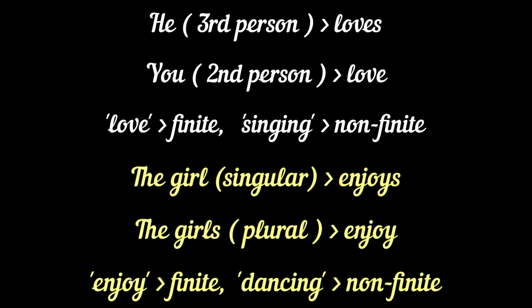In the second set of examples, as the subject of the sentence girl becomes plural, girls, in the second sentence, the first verb enjoys becomes enjoy. So here the first verb enjoys is undergoing a change from the fifth form to the first form according to the subject. So it's a finite verb because it is changing with the number of the subject. However, the second verb dancing remains unaffected even as the number of the subject changes from singular to plural. So it's a non-finite verb.